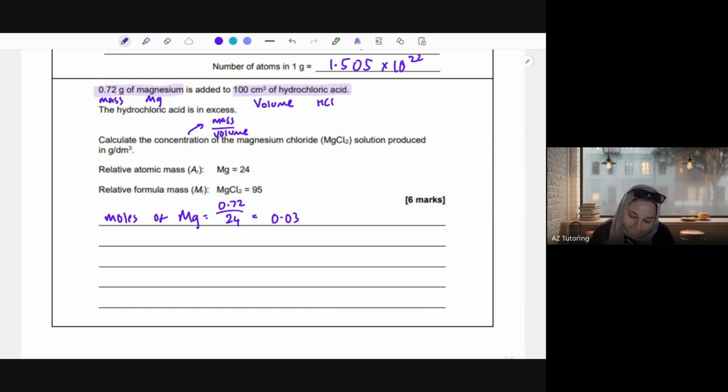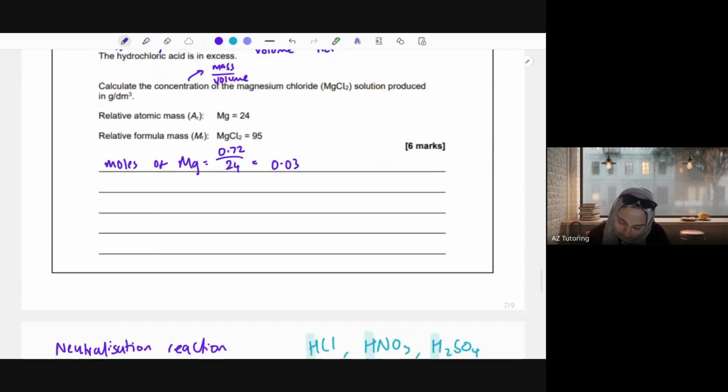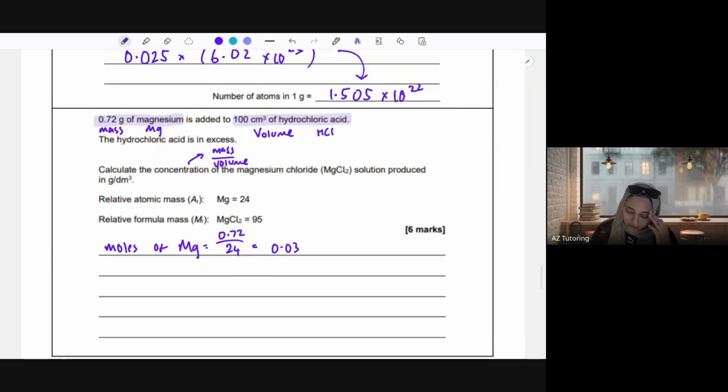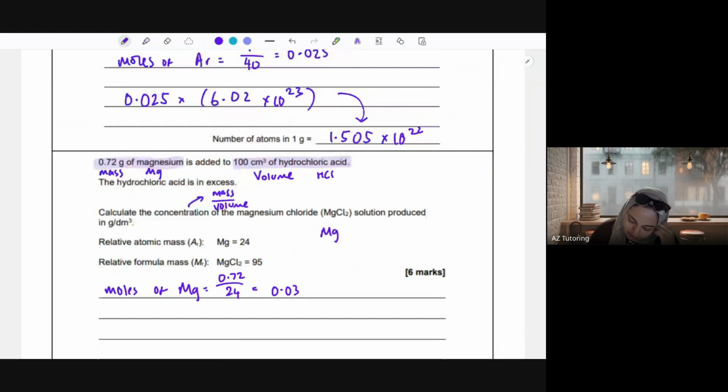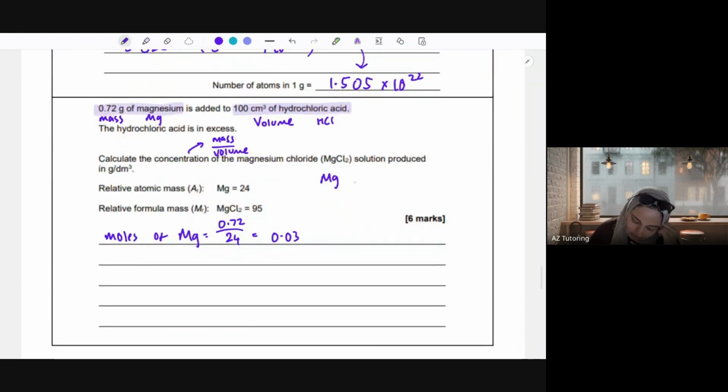I've totally cut out the equation. They did give us an equation, but I've just cut it out from above. But it was magnesium plus hydrochloric acid gives magnesium chloride, and I think it was hydrogen. So that becomes a 2 there. Okay, pretty sure that was the equation given.